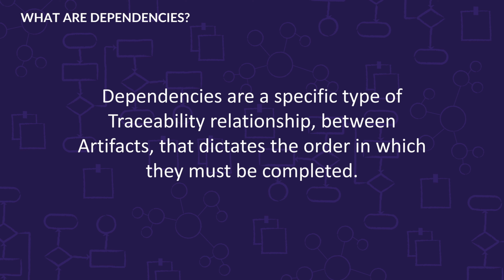Well, essentially, a dependency is a specific type of traceability relationship between artifacts that dictates the order in which they must be completed. These are often reflected in what we consider to be a timeline view or a Gantt view from decades ago, and essentially, they show those relationships, that you can't do A until you've finished B or whatever.